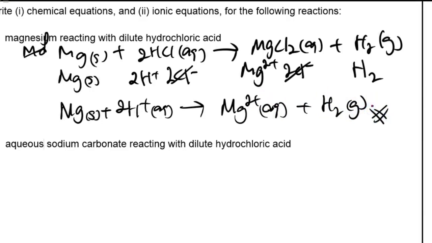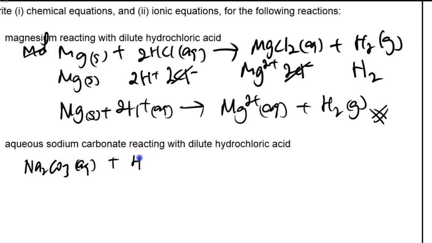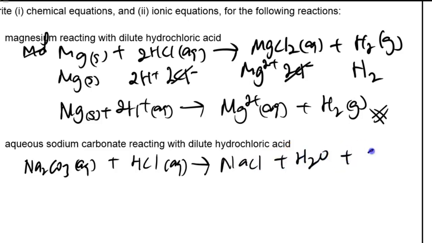Let's go on to part B. So for part B, what do we have here? We have sodium carbonate in the aqueous state reacting with dilute HCl, aqueous as well. So this is an acid carbonate reaction. It will give us salt plus water plus carbon dioxide. So let's fill in the state symbols now. And we need to balance the equation. There's 2 here, 2 here.